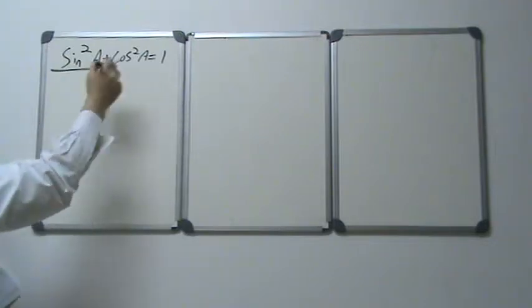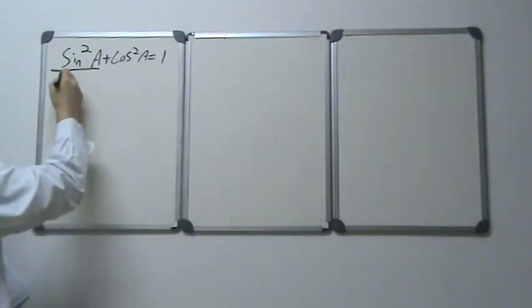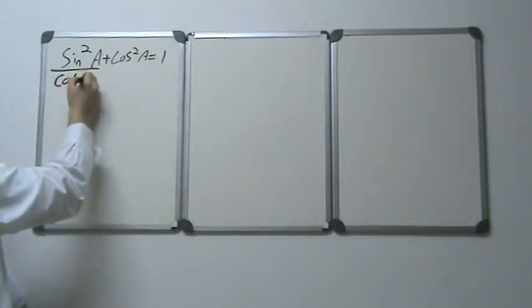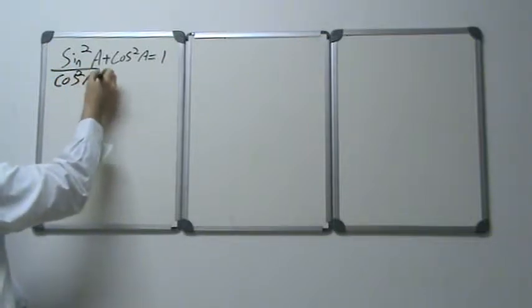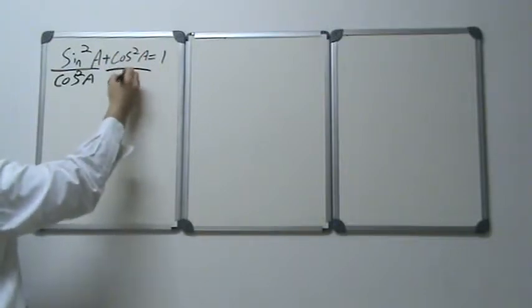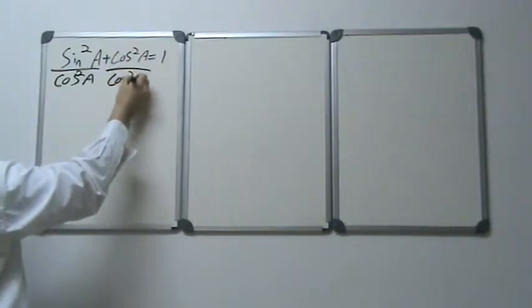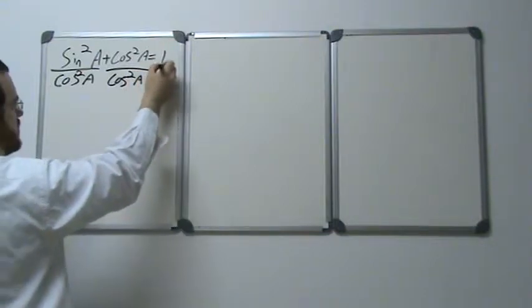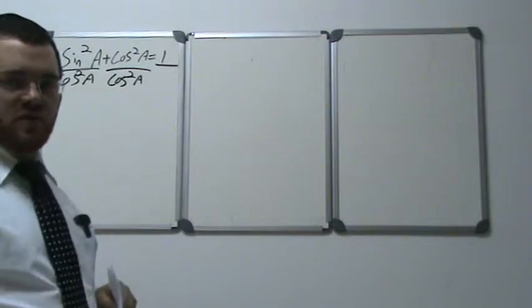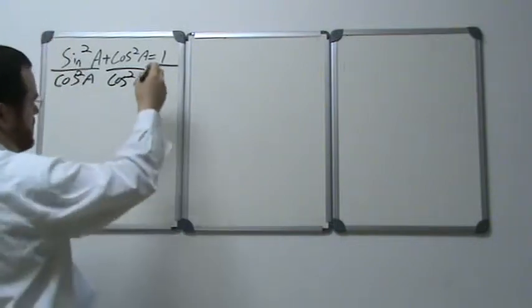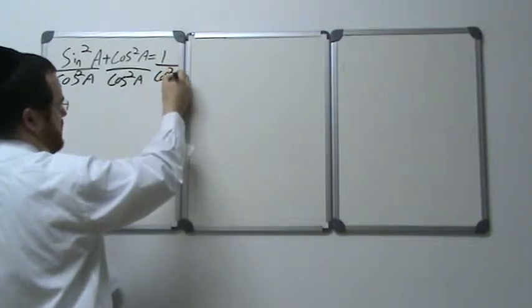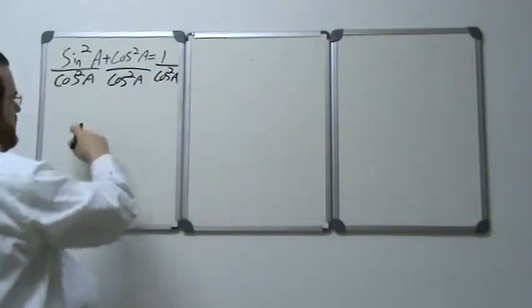So divide everything by cosine square of A: sine square of A divided by cosine square of A plus cosine square of A divided by cosine square of A is equal to 1. But whatever you do to one side of the equation, to keep it equal, you have to do to the other side. So it's equal to 1 over cosine square of A. Let's move down here.